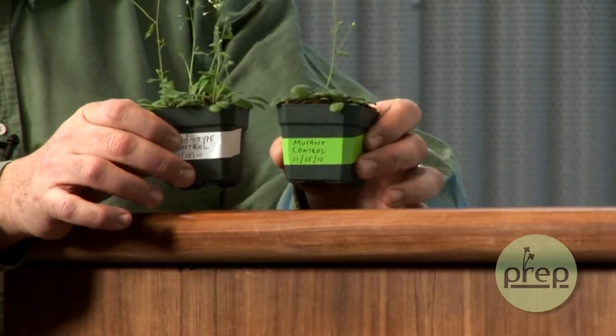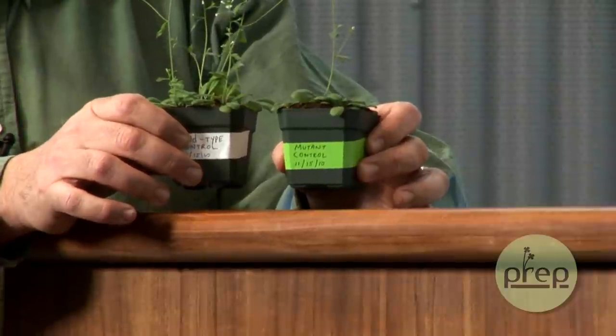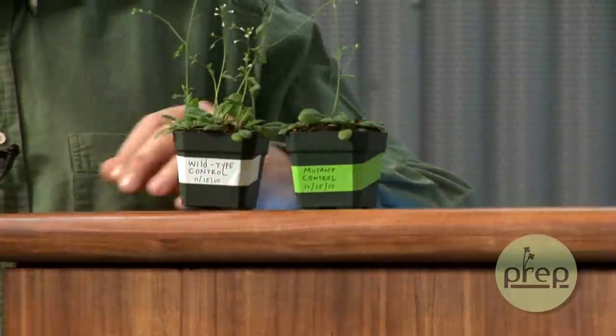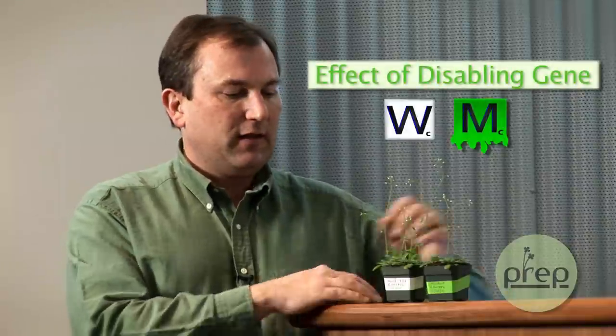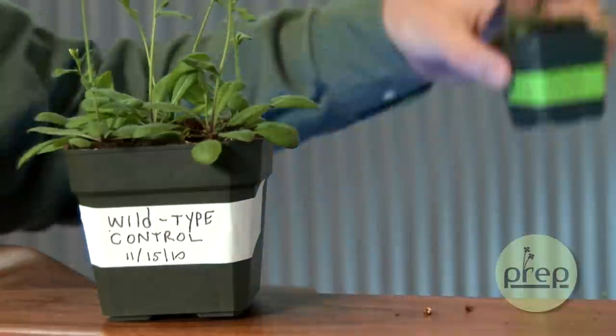When I compare these two pots of plants, I'm asking the question, what's the effect of disabling that gene? That's my primary independent variable, that genetic alteration. So I want to see what the effect of it is. Now, for those of you who are just growing two pots of plants, that's your only observation. Those of you who are growing another set of mutant and wild type plants under conditions where you've changed the growing environment of the plants, I want to show you how to make two more observations.